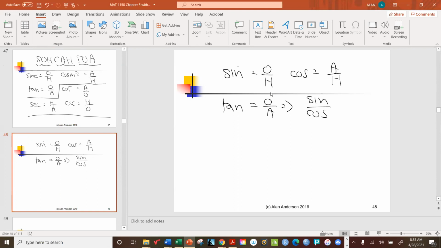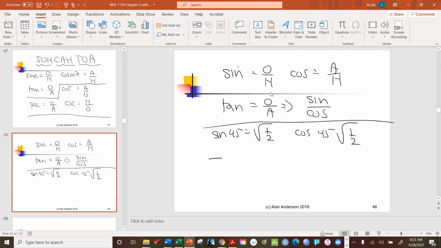Okay, so in other words, you might wonder, well, why don't we show how to do the tangent while we're going through this process? Why not just also calculate the tangent? We don't need to, because the tangent is itself nothing but the ratio of the sine to the cosine. So in our case that we just looked at, sine of 45 is radical 1 over 2. The cosine of 45 is radical 1 over 2. That implies that the tangent of 45 is radical 1/2 over radical 1/2, which equals 1.